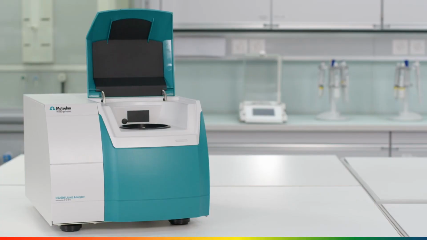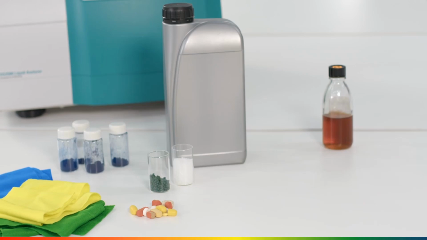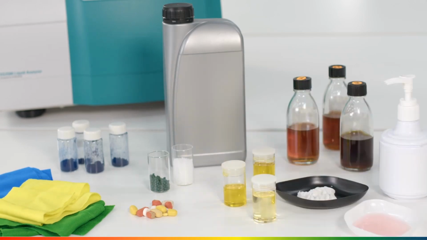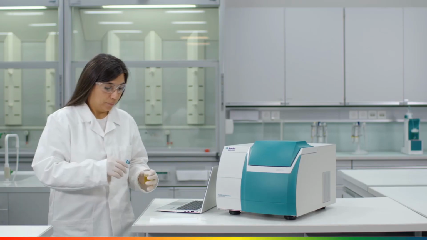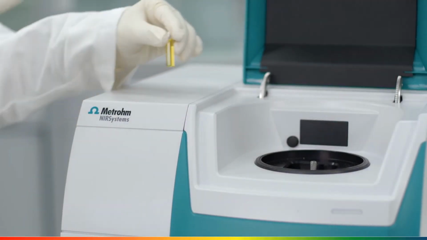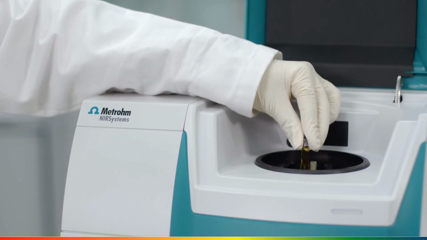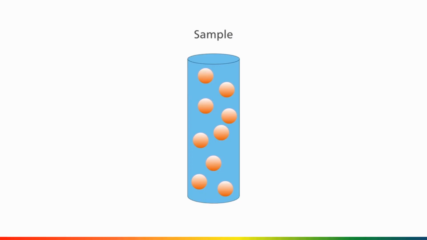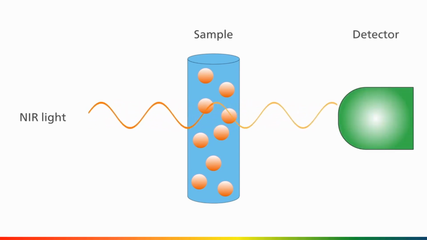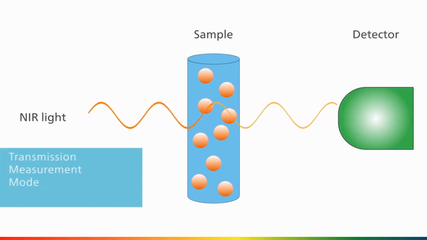With NIR spectroscopy, different samples, like solids, liquids, and creams, can be analyzed. Depending on the sample type, a different measuring method is used. For the analysis of liquid samples or suspensions, the sample is placed between the NIR light source and the detector. NIR light is transmitted through the sample, and any unabsorbed light is detected by the detector. This measuring mode is known as transmission.